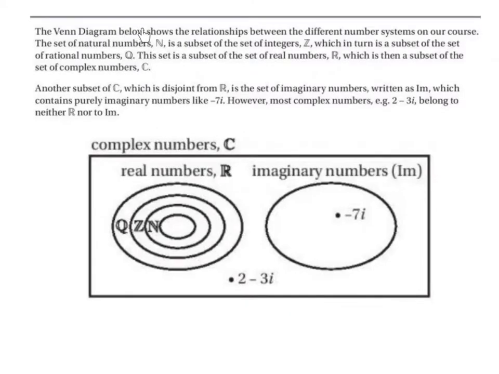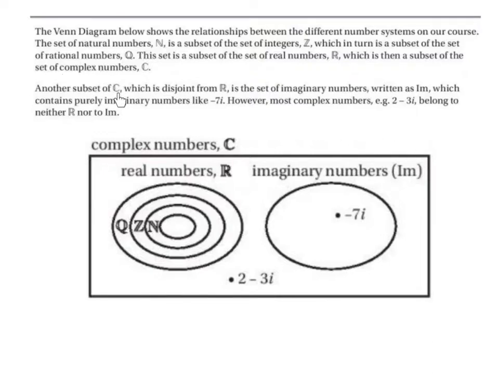The Venn diagram below shows the relationships between the different number systems on our course. The set of natural numbers N is a subset of the set of integers Z. So the natural numbers are a subset of Z, the integers, which in turn is a subset of the set of rational numbers Q. This set is a subset of the real numbers R, which is then a subset of the set of complex numbers C.